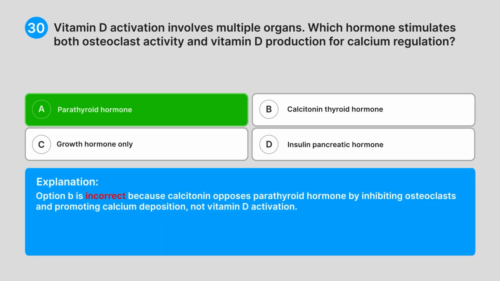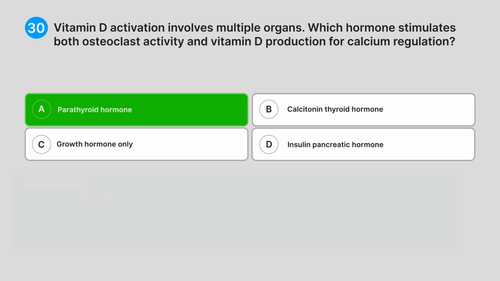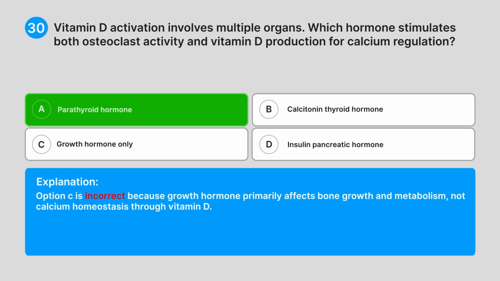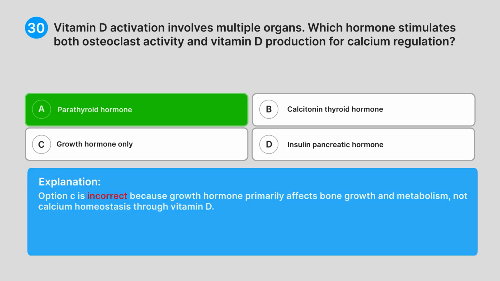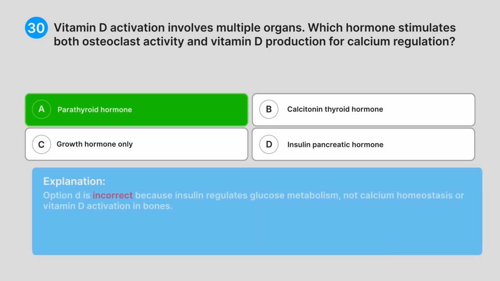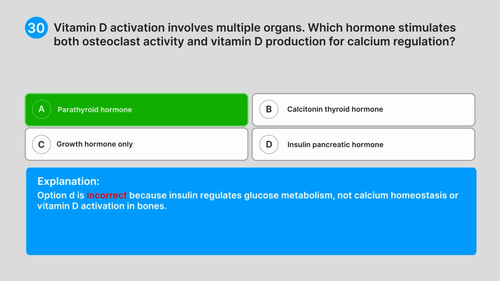Option B is incorrect because calcitonin opposes parathyroid hormone by inhibiting osteoclasts and promoting calcium deposition, not vitamin D activation. Option C is incorrect because growth hormone primarily affects bone growth and metabolism, not calcium homeostasis through vitamin D. Option D is incorrect because insulin regulates glucose metabolism, not calcium homeostasis or vitamin D activation in bones.